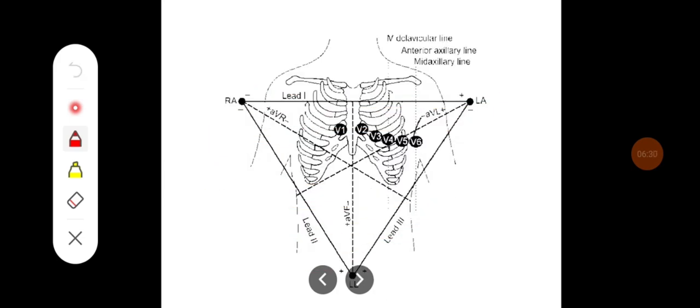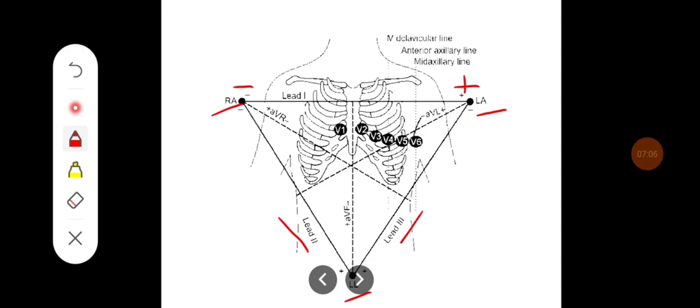This diagram shows the different bipolar leads between the left arm, right arm, and the left foot. Lead 1 is between the left arm and right arm, where the positive is on the left arm and the negative on the right arm, whereas lead 2 is between the left leg and the right arm, where the positive terminal is situated at the left leg and the negative at the right arm.